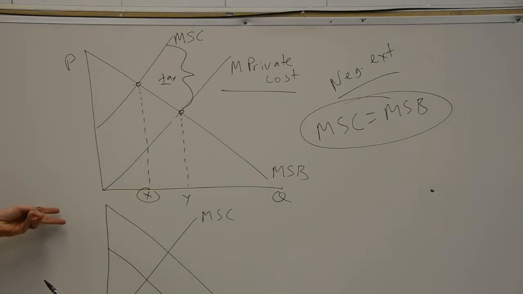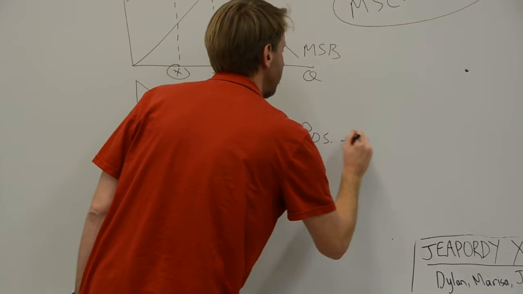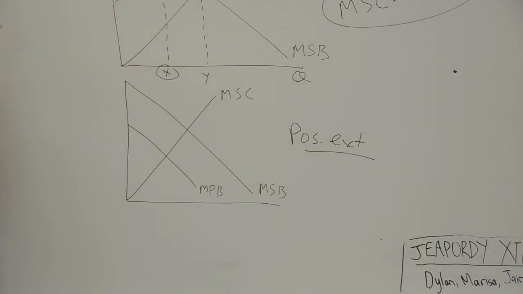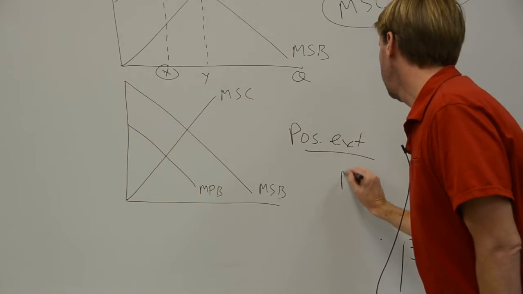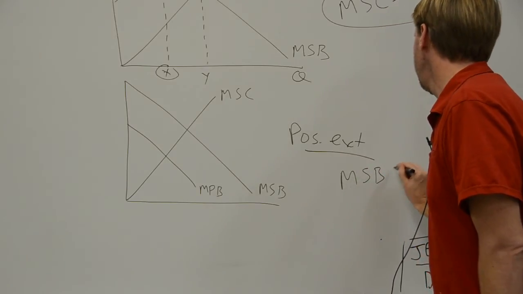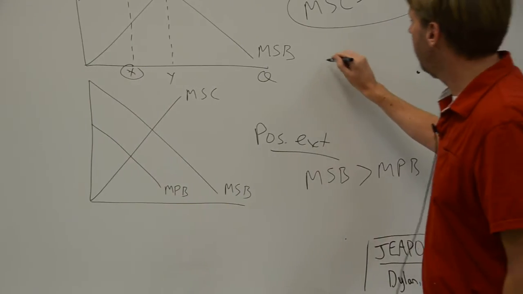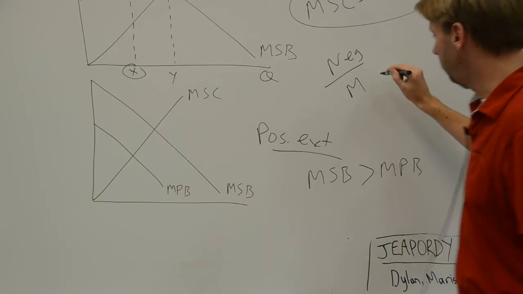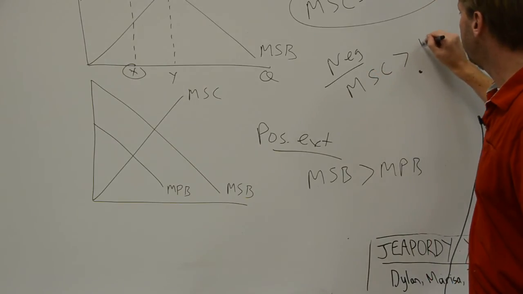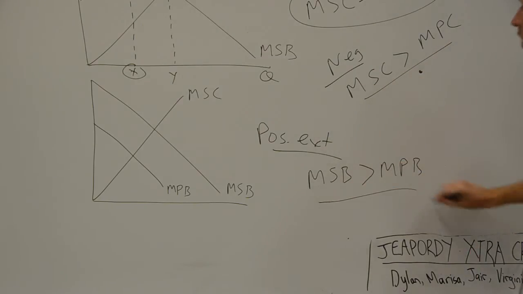Now if we look at the bottom graph, this is going to be a positive externality. You know it's positive because you have two demand lines. Or in other words, a positive externality is when marginal social benefit is greater than marginal private benefit. Just like you know it's a negative externality when marginal social cost is greater than marginal private cost. It's important to know those two formulas.